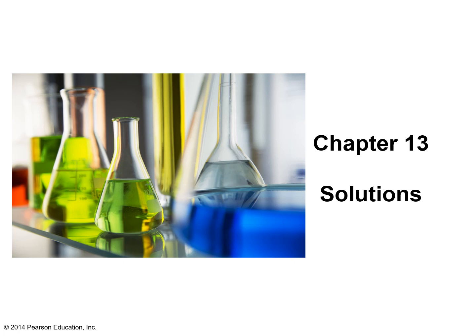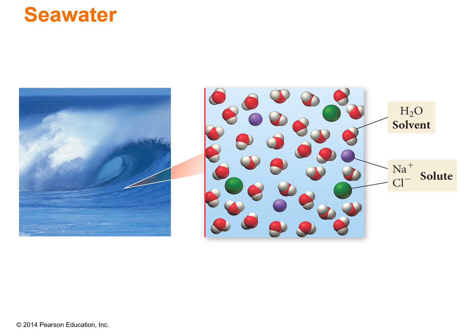In Chapter 13, we're going to look at solutions and the properties that are affected when we change the concentration of solutions. Seawater is an example of a homogeneous solution. The salt and minerals that are dissolved in the water are the solute, and the water, because it's present in a larger amount, is the solvent.